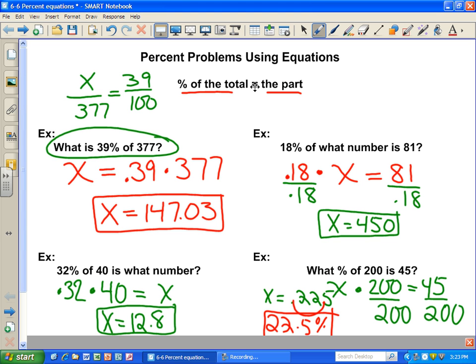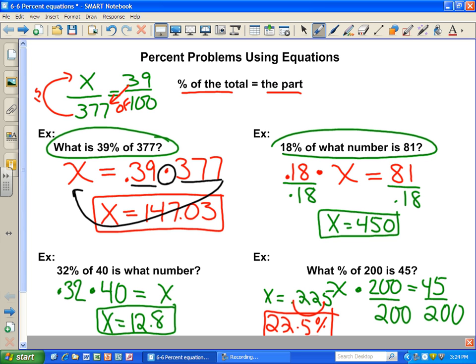This is read as what is 39% of 377. You can also read it as 39% of 377 is what number? And that's exactly how we write the equation. 39% of 377 is what number? And you can do the same thing for any of these.